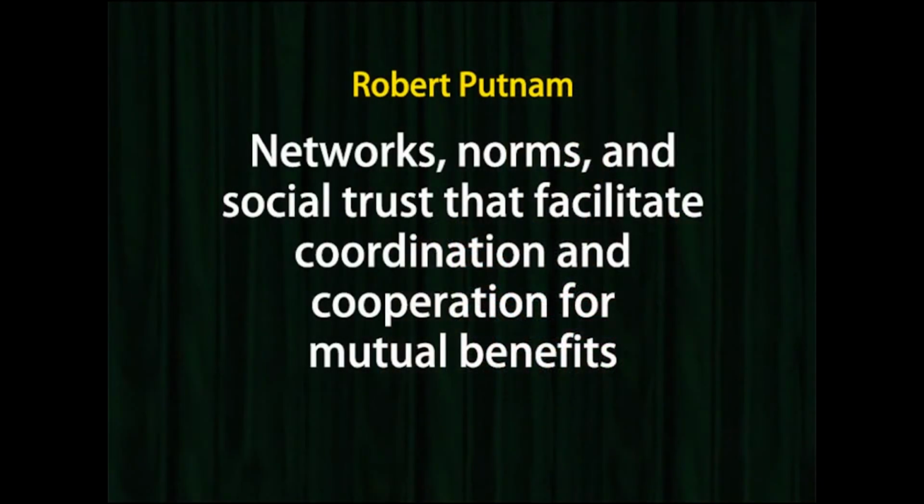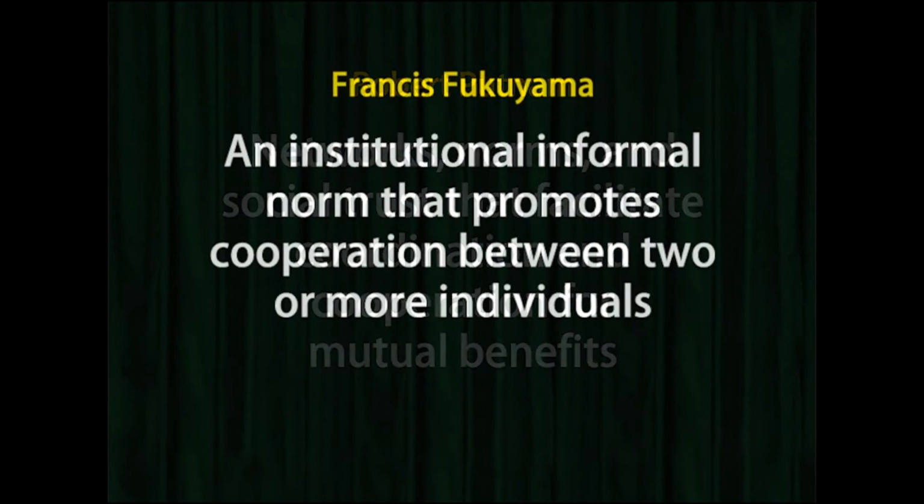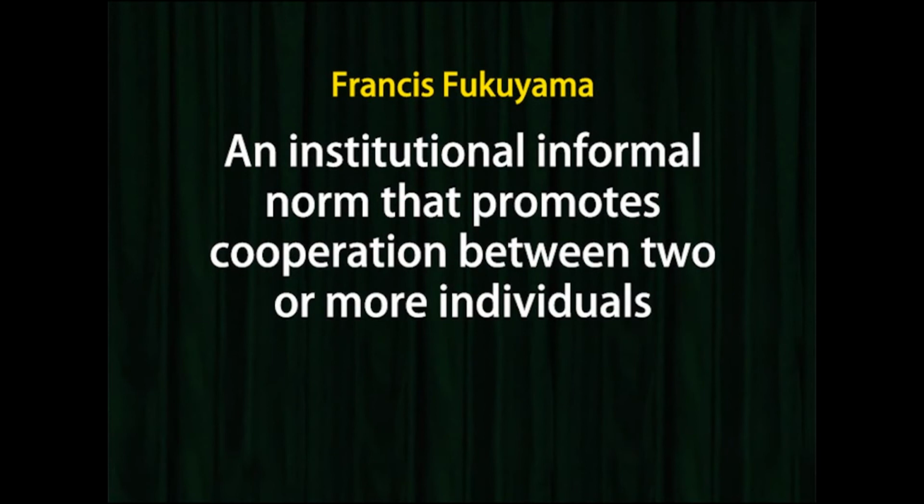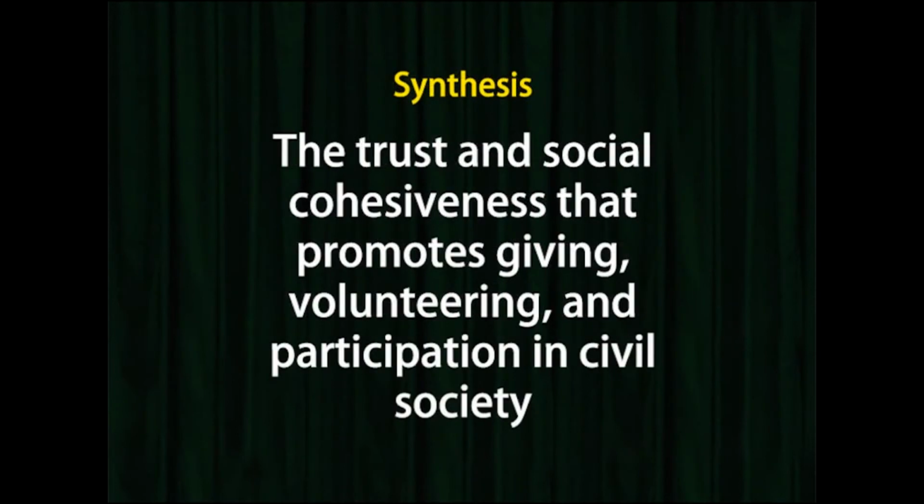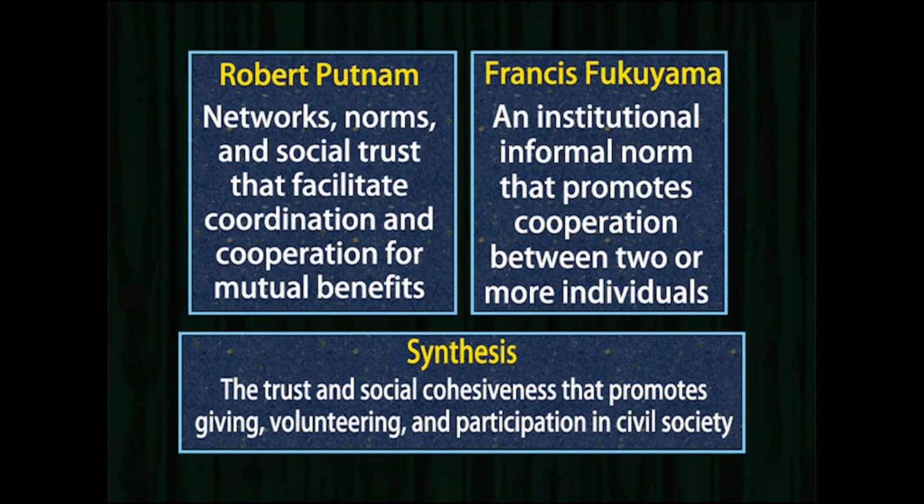Now let's see what is social capital according to Robert Putnam. It is the network, norms and social trust that facilitate coordination and cooperation for mutual benefit. According to Francis, it is an institutional informal norm that promotes cooperation between two or more individuals. It is the synthesis, that is the trust and the social cohesiveness, that promotes giving, voluntary and participative kind of support in the civil society. So this basic model explains how social enterprises can be connected so as to design the social capital.